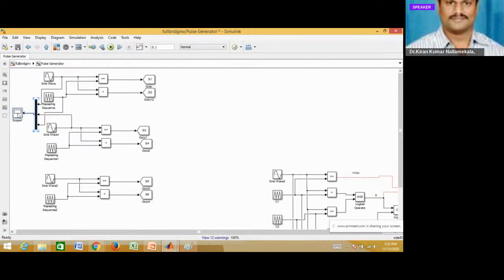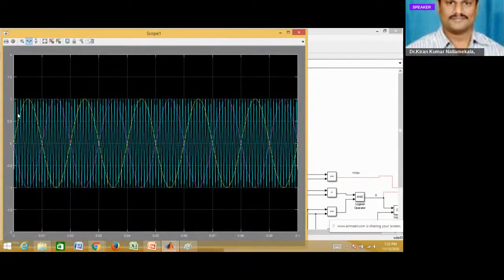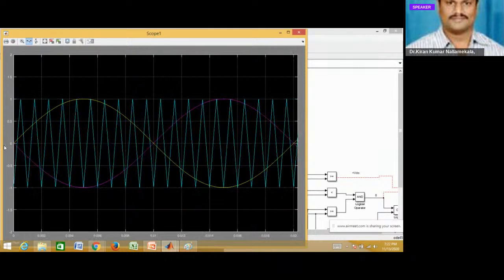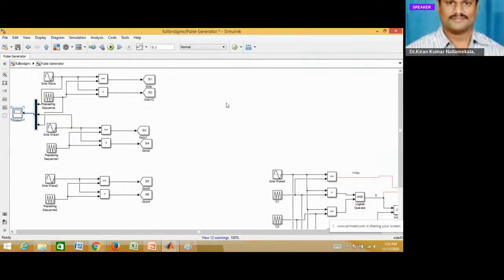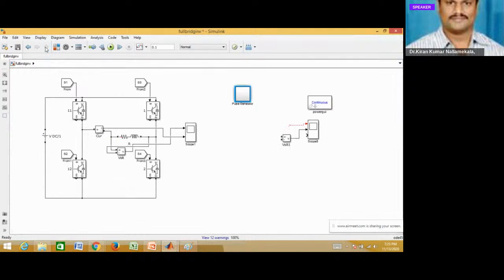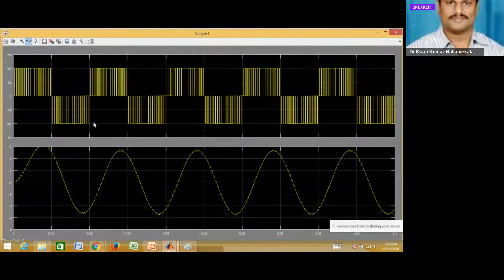Now verify whether the modulating signals are being generated properly or not. Yes, a positive sine wave and a negative sine wave are generated, and only one triangular wave is taken. Then we will see what is happening to the performance of the inverter. The same output is generated.